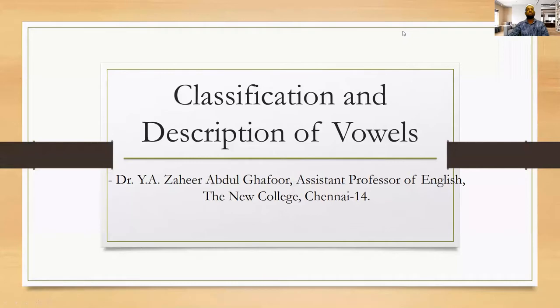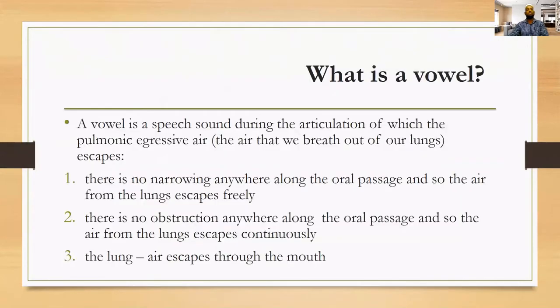In today's session, we're going to learn and discuss the topic classification and description of vowels. What is a vowel? A vowel is a speech sound during the articulation of which the pulmonic aggressive air, that is, the air that we breathe out of our lungs, escapes.